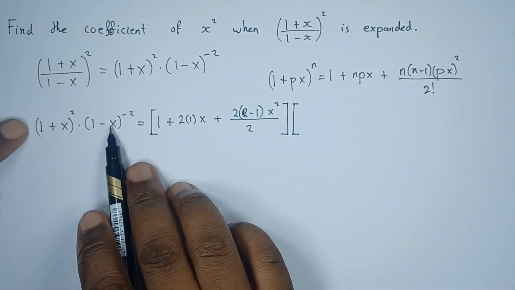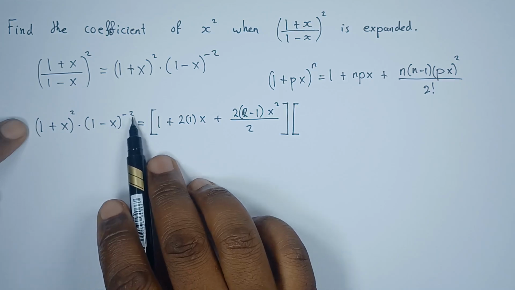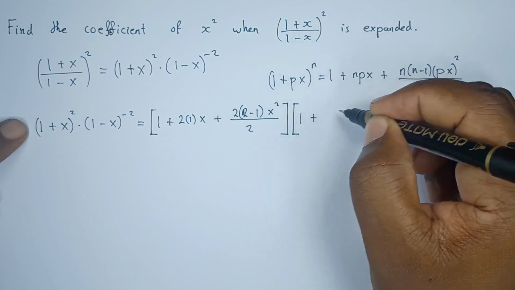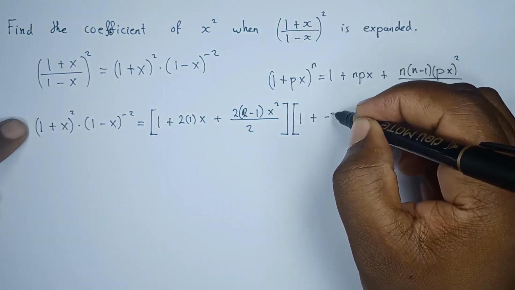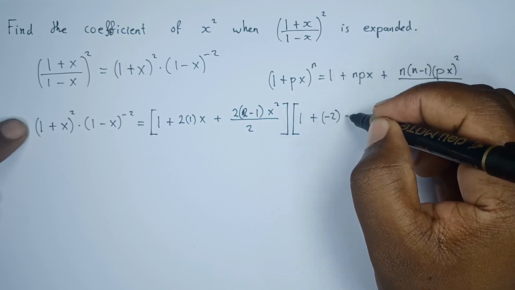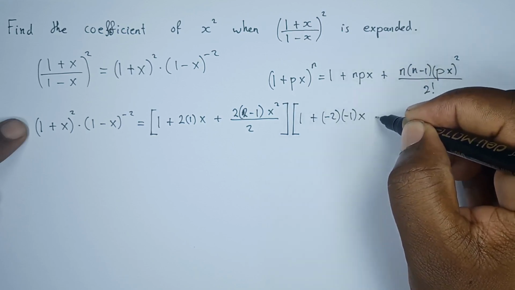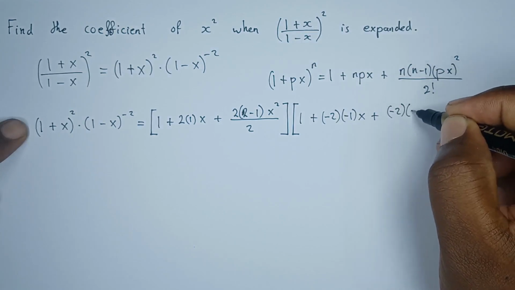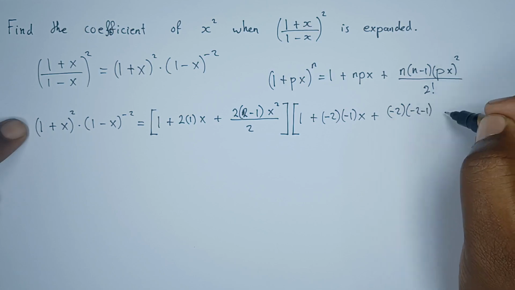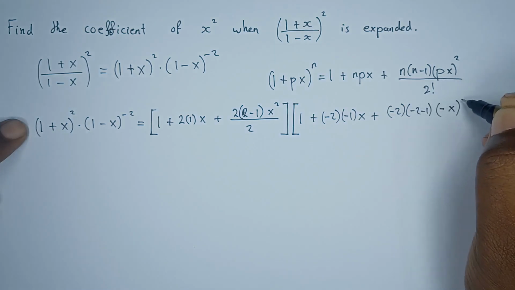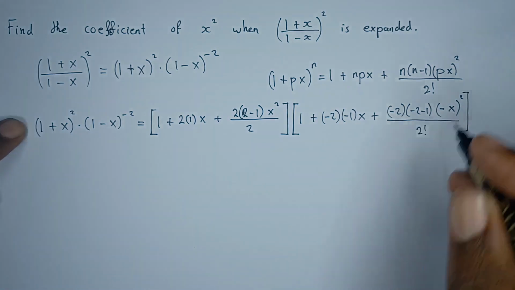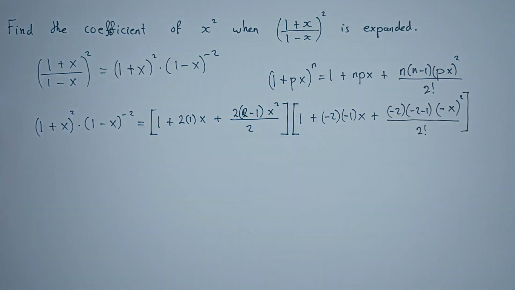Okay, I multiply this now with the expansion for this. For this one, our p is negative 1 and our n is negative 2. So 1 plus, where there's n I'll put negative 2, where there's p I'll put negative 1, x, plus n is negative 2, so negative 2 times (negative 2 minus 1), and p here is negative 1, so (negative x) squared, all over 2 factorial.